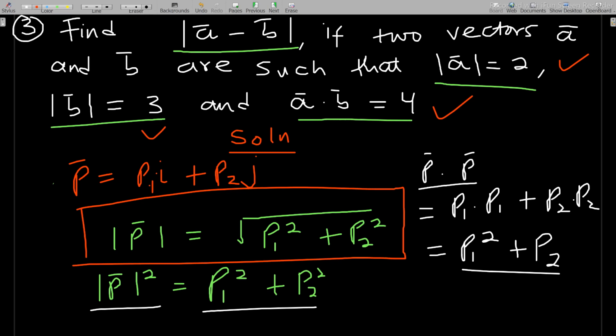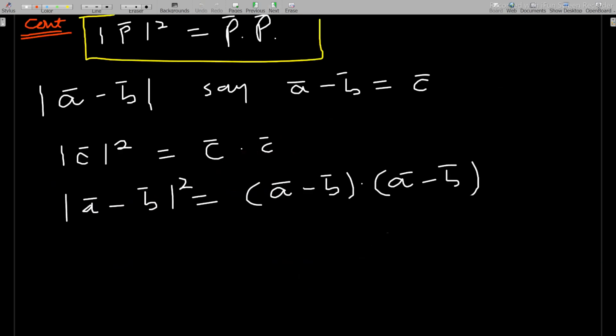So if you take the whole of A minus B and we call A minus B, let's say C, it means that the magnitude of C squared will be C dot C. It means the magnitude of A minus B all squared will be equal to A minus B dot A minus B. I hope you get this.